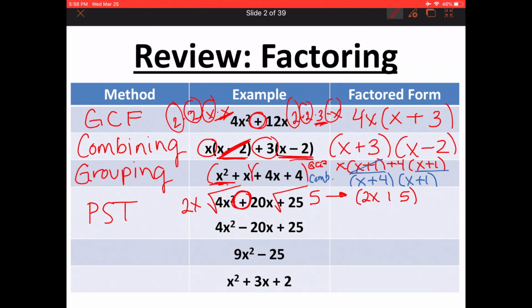Since that is a plus, I put plus, and then I just square that factor. The square means that the factor shows up twice, and an easy way to remember that is because it is a perfect square trinomial, so that factor gets squared.